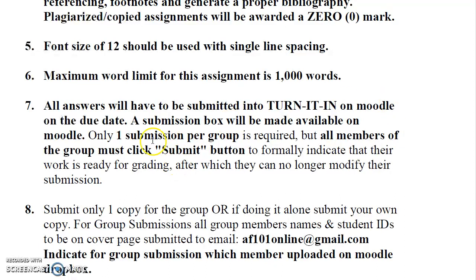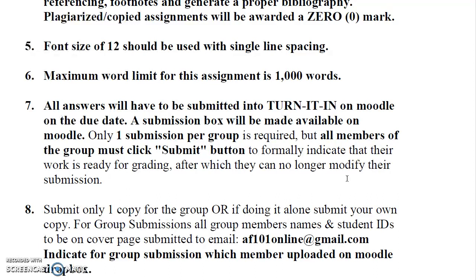Okay, just apologies. Not all members will be required to submit. The group can decide which member in the group is going to submit online, and on the email copy, again, one submission per group to be emailed or individually. On your email copy, you will have to provide the cover page. That is only on the email copy.